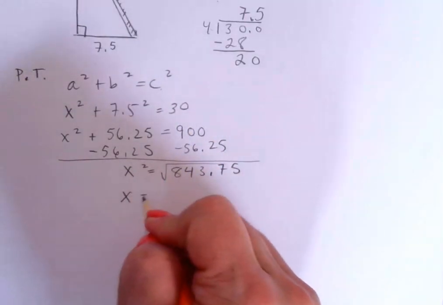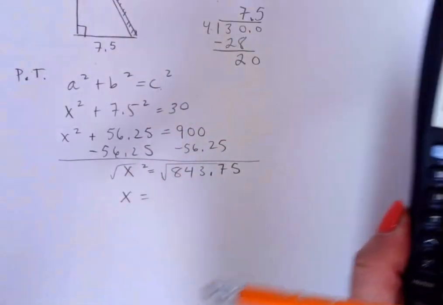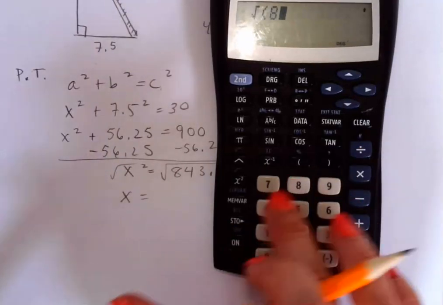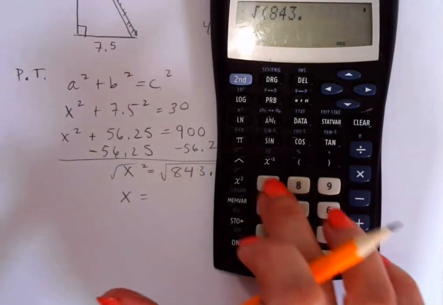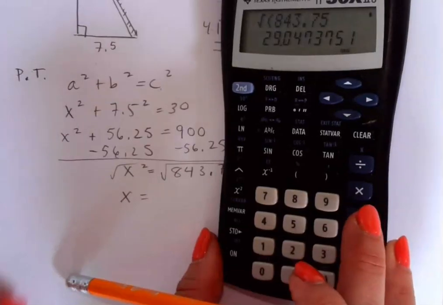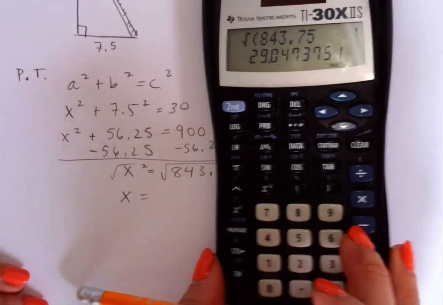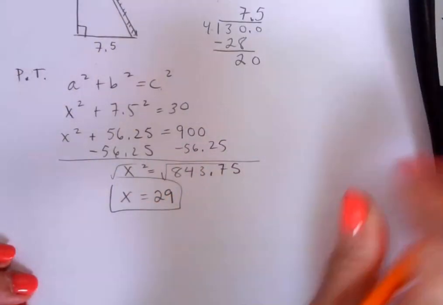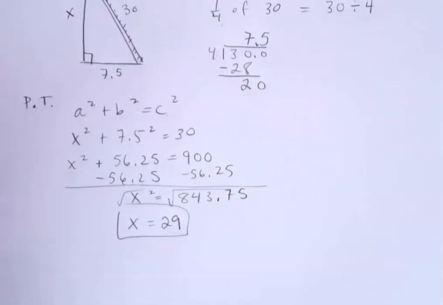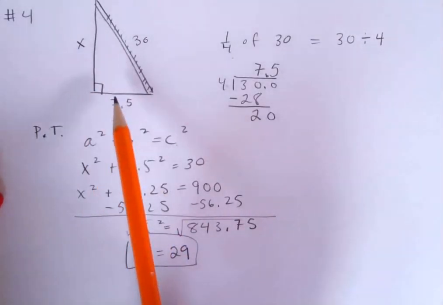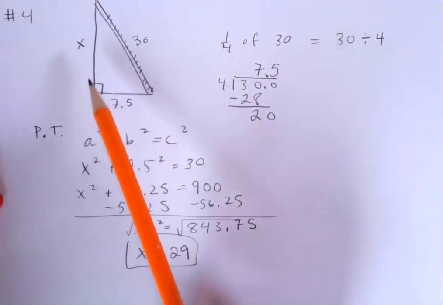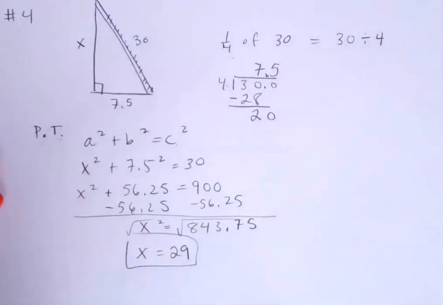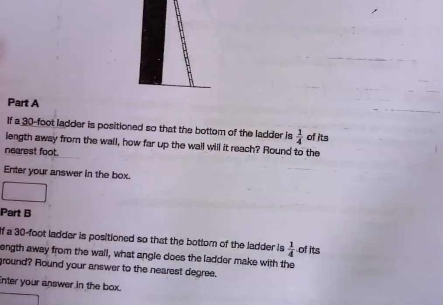All right, so we're going to have to take our square root to solve. So the square root of 843.75, and it rounds to 29. So this will be for our part A. Okay, so just remember, whenever you see a triangle, you have 2 sides and you want a 3rd side, you want to use Pythagorean Theorem. All right, let's take a look at part B.